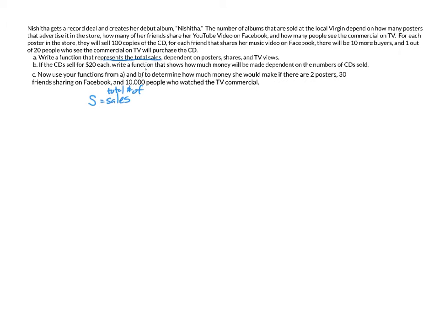So I'm going to make sure that I'm very clear when I identify my variables. Okay, then it also says it's going to be dependent on the number of posters. So I'm going to put P is the number of posters in the store. Okay, I'm going to have the number of shares. So I need a new variable here. It is shares on Facebook. So I'm going to put an F for number of shares on Facebook. And then I've got the TV views, right? So I'm going to add in the TV views there. So T is going to equal the number of TV views. Okay, so now I'm going to write the function. Now that I've defined the variables, I'm ready to write the function.